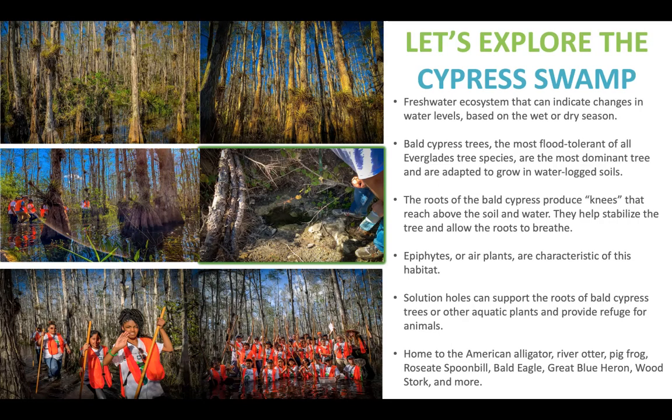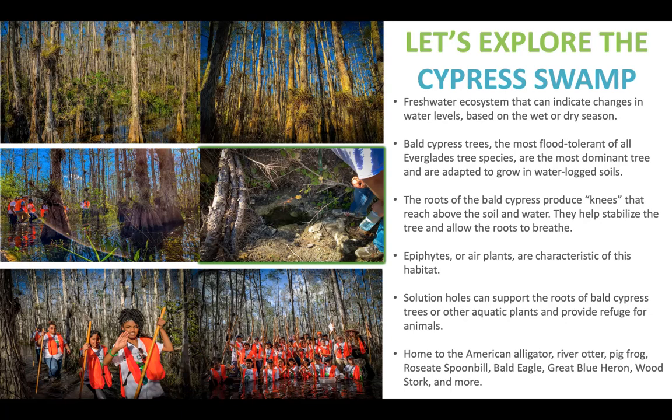What's really neat is that you can see changes in the water levels by just looking at the bottom part of the tree. If it's the wet season, the water levels are higher, and if it's the dry season, the water levels are lower, and you should be able to see the different levels of the water markings. Bald cypress trees are the most flood tolerant of all Everglades tree species, and they are the most dominant in this ecosystem. And of course, they are adapted to grow in waterlogged soils.